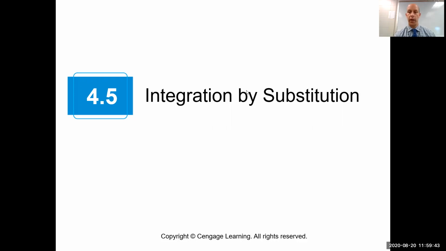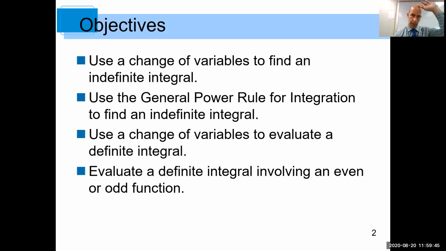I'm going to try to move quickly through this, hoping to finish in around 15 minutes. We want to be able to change a variable, which is just a fancy way of saying use substitution. We want to use the general power rule, which we'll talk about. I've got several examples, though I'm not actually going to do all of them here. We're going to use the change of variable to evaluate definite integrals, and we want to be able to use the fact that a function is even or odd to help us integrate.